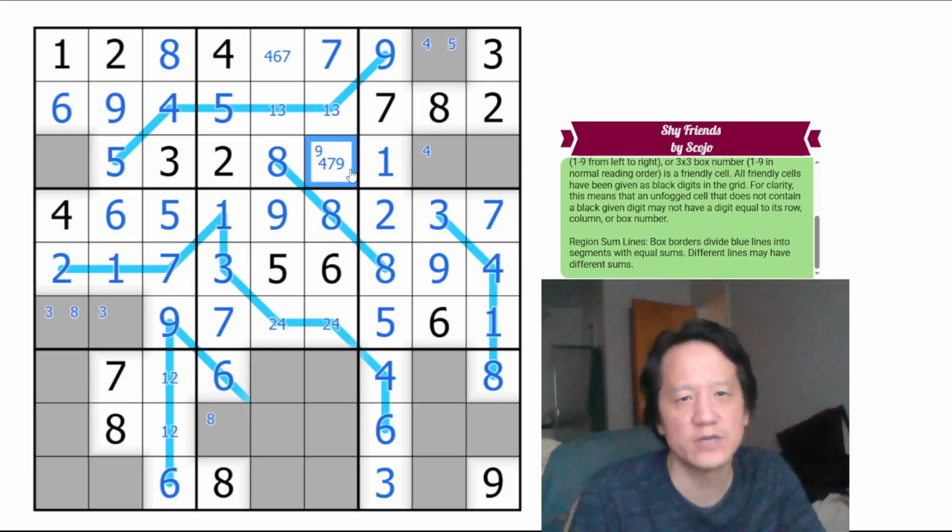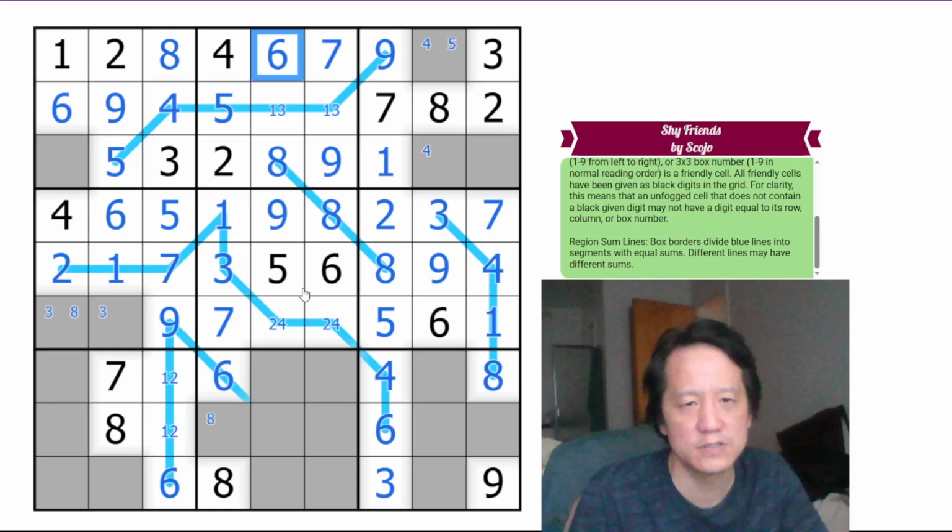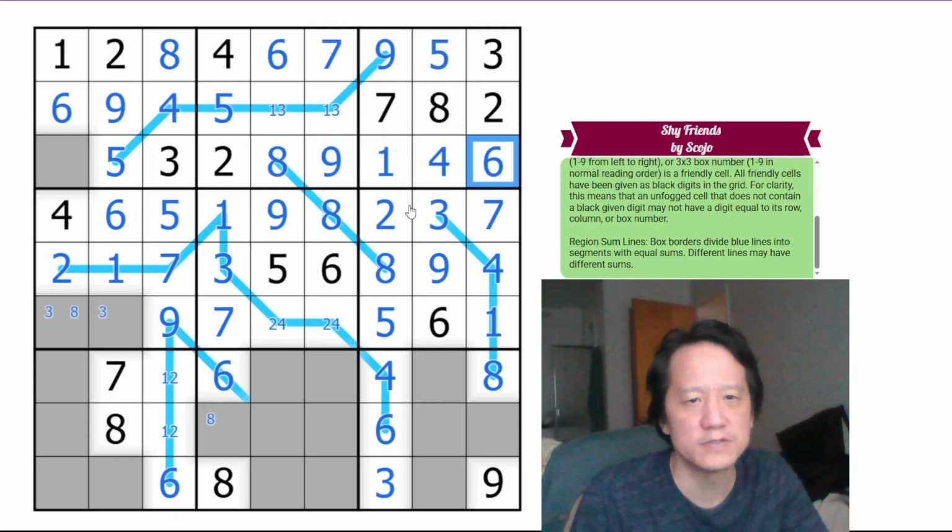This can't be 4 or 7, so this is 9. This can't be 7 or 4, so this is 6. 4 cannot be here. This must be a 5. That makes this a 4, and this is 6, which leaves this as 7. 8 cannot be here anymore. Where is the 8 in box 4? It must be here, which forces this to be 3.